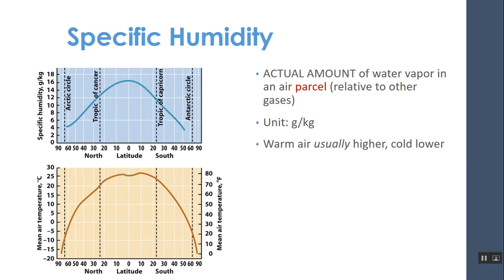Warm air usually has a higher specific humidity, and cold air usually has a lower one, again, because warm air can just hold a lot more moisture than cold air can. This is not always true. If you're in a desert and it's really, really dry, it can be really hot and not have a lot of moisture in the air, or you could be in the Pacific Northwest in the middle of a cloud, and that will have more moisture in the air. But generally speaking, warmer air usually has higher specific humidity.